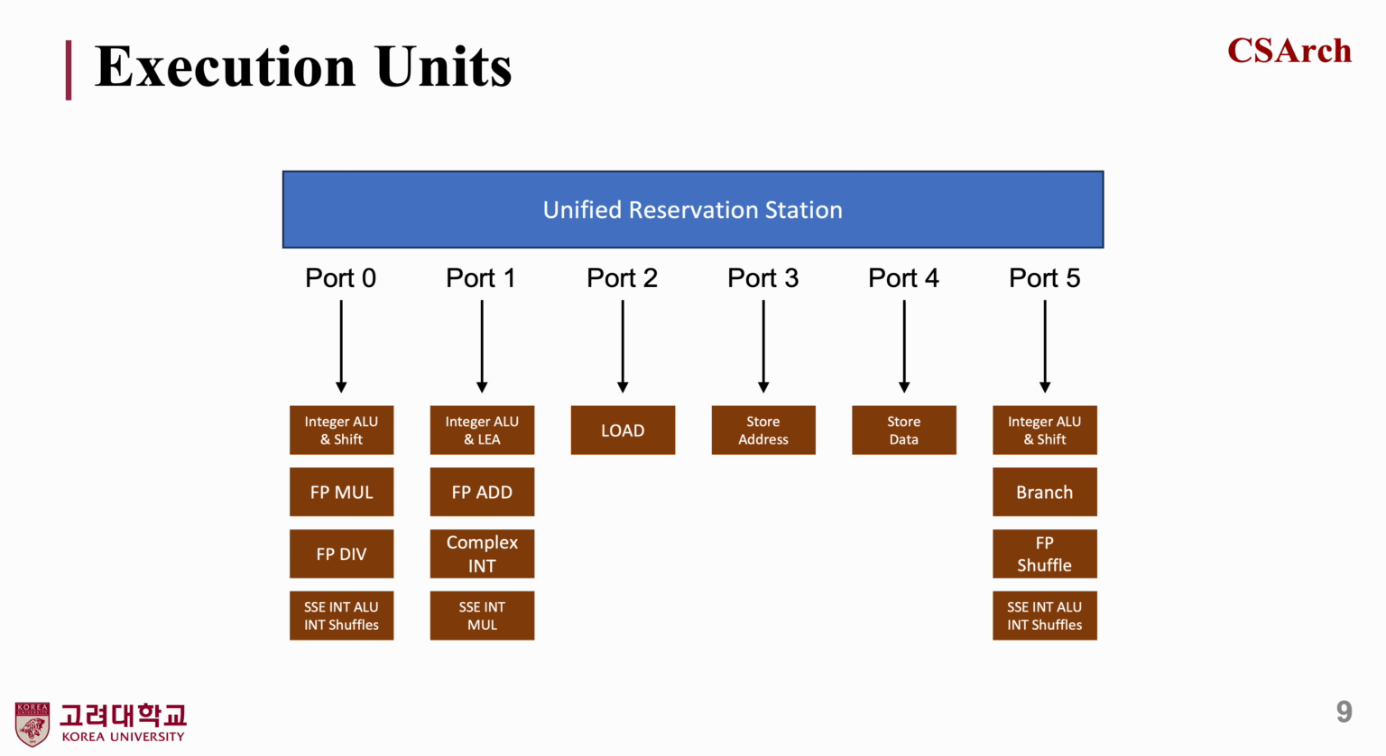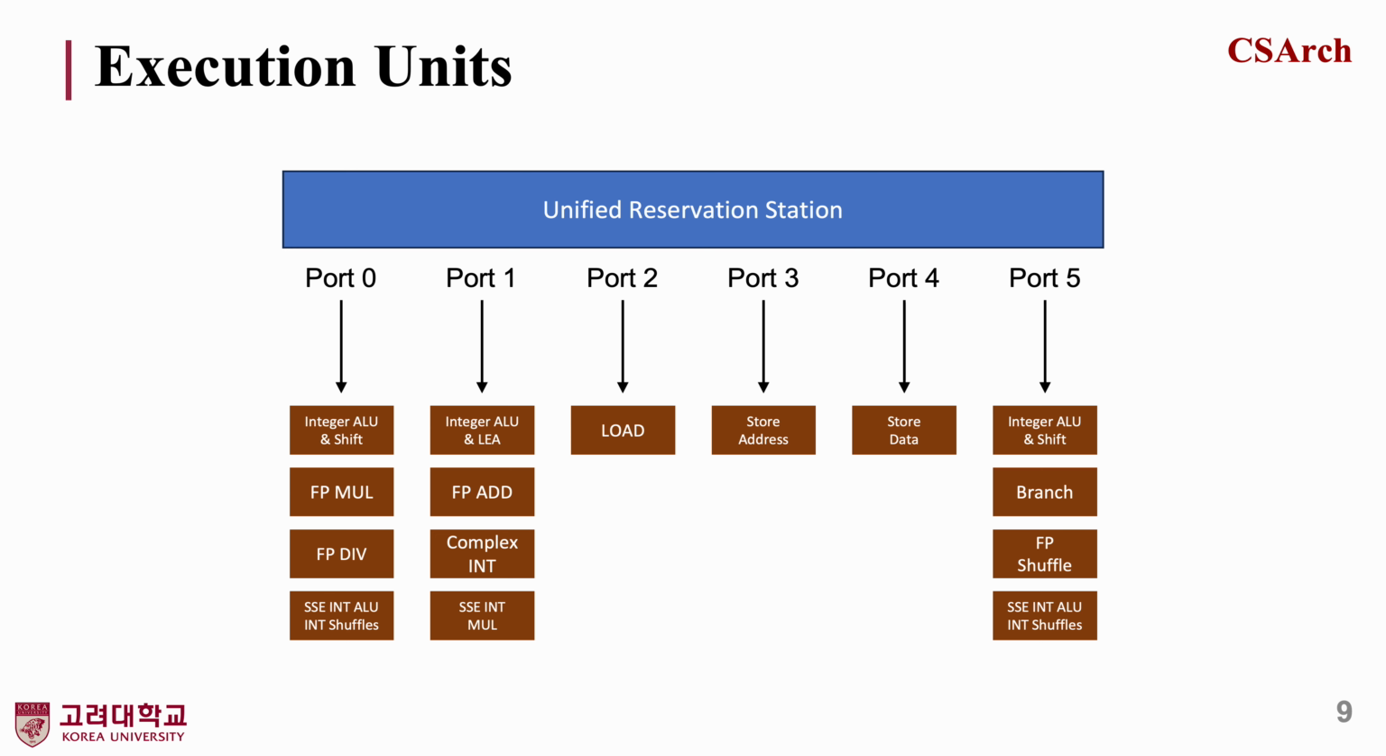And here we see the execution units in the Nehalem. Instructions issued from the unified reservation stations are dispatched to 6 execution ports. Port 0 and 1 handle integer arithmetic, floating point multiply and addition, as well as SSE operations.